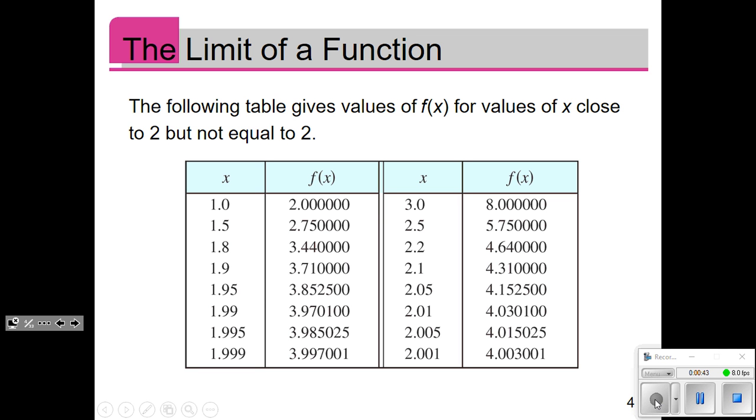So we did this before where we plugged in values in our functions. As we got closer and closer to 2, you can tell here what number it's approaching. And this is from the left-hand side. We start at 1 and get to 2. Now from the right-hand side, we start at 3 and go down to 2. And you can tell by this number and this number, they are getting close to the number 4. Okay, so that would be our limit.